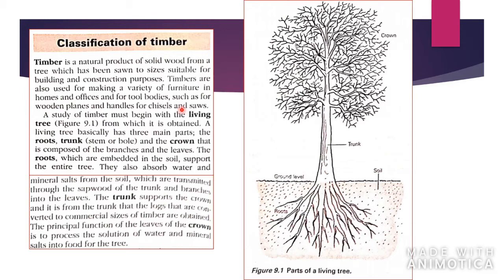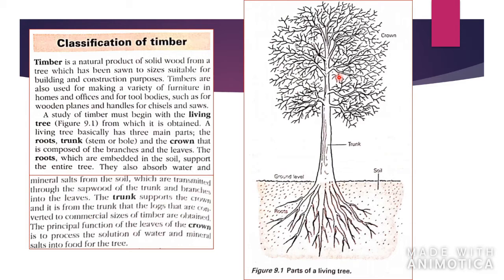A study of timber must begin with the living tree. In figure 9.1 you will see the parts of the tree. Above the trunk itself you have the crown, and below the soil itself you have the roots right here. You have the ground level, the trunk, and the crown. So roots, trunk, and crown. So CTR: crown, trunk, roots.